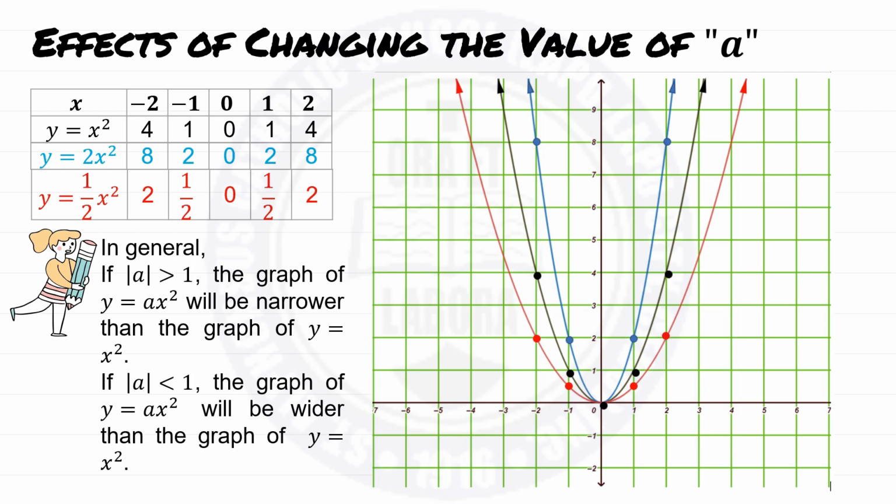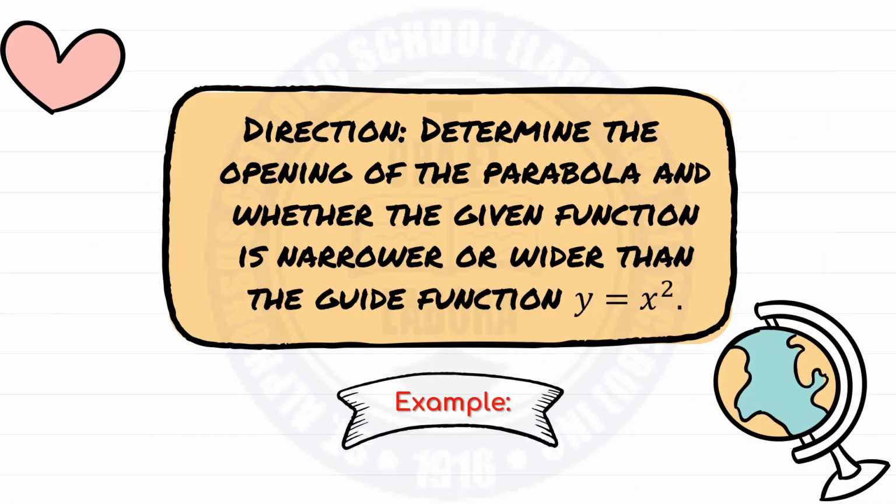Again, if the absolute value of a is greater than 1, the graph is narrower compared to y equals x squared. And if it's less than 1, then the graph will be wider compared to y equals x squared. So let's have some examples.